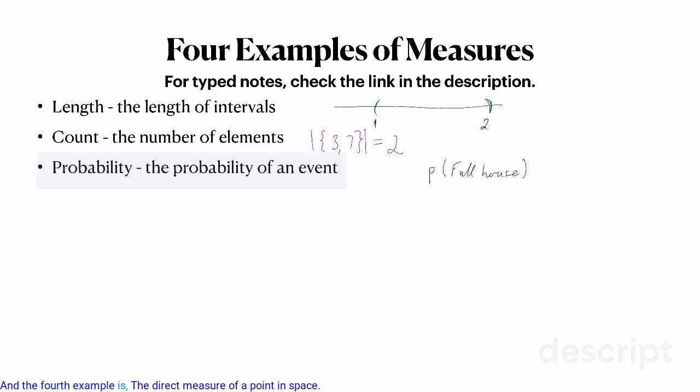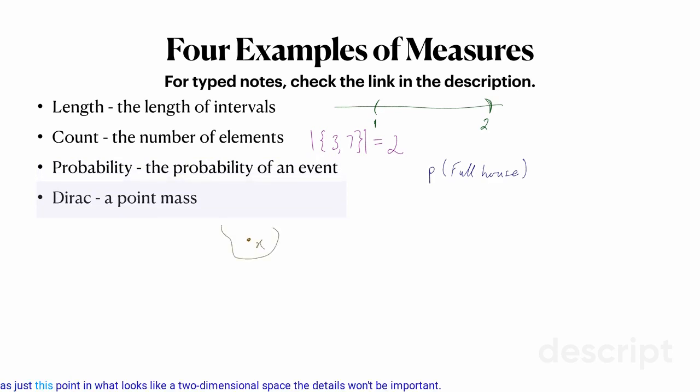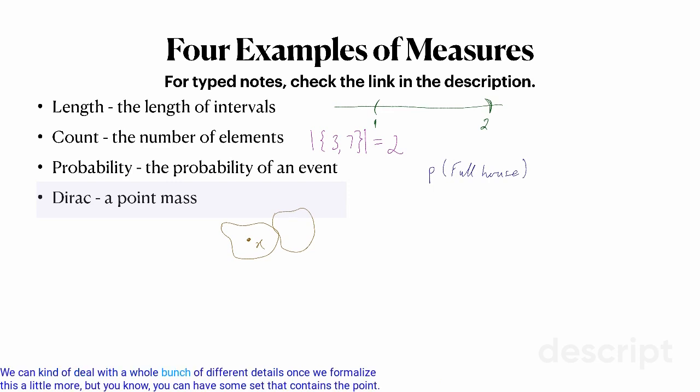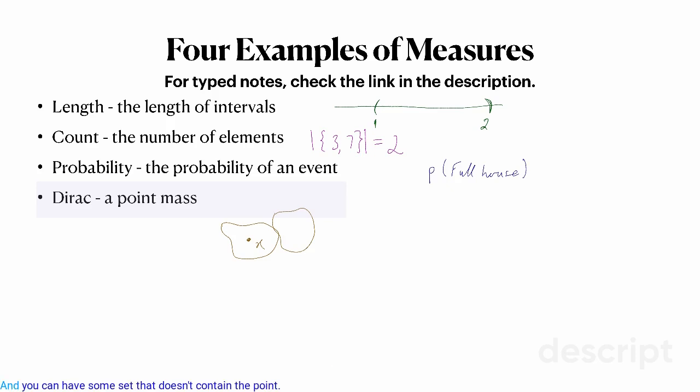And the fourth example is the Dirac measure of a point in space. So here I'm depicting it as just this point in what looks like a 2-dimensional space. So the details won't be important. We can deal with a whole bunch of different details once we formalize this a little more. But you can have some set that contains the point, and you can have some set that doesn't contain the point. Now, if a set contains the point, then the Dirac measure will assign that set a measure m, some fixed constant m. And this, I think, originally came up in the context of some kind of physics.